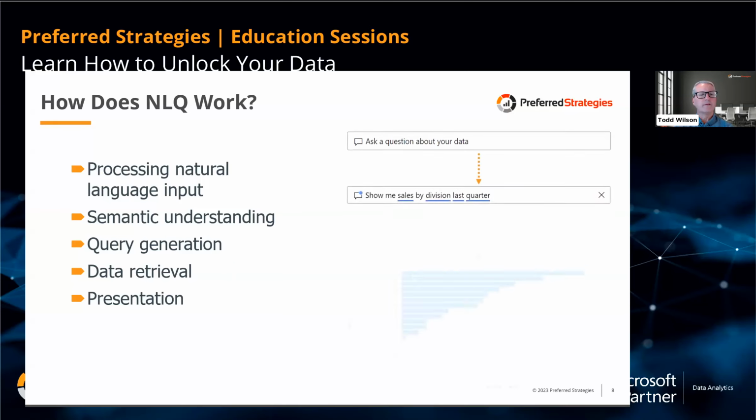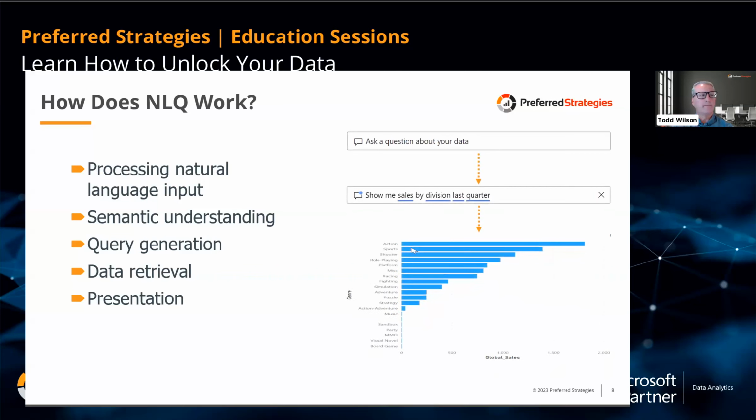Okay, so just a basic example of this. This is a couple of screenshots that are specific to Power BI Q&A, but it will be very similar with other tools. First, ask a question about your data. And we've already mentioned a few different examples of that, but show me sales by division for last quarter. Well, that query then is being interpreted. It's being understood by the natural language query engine.